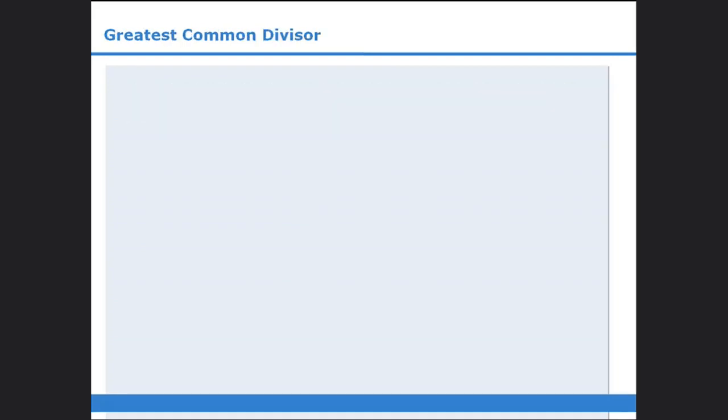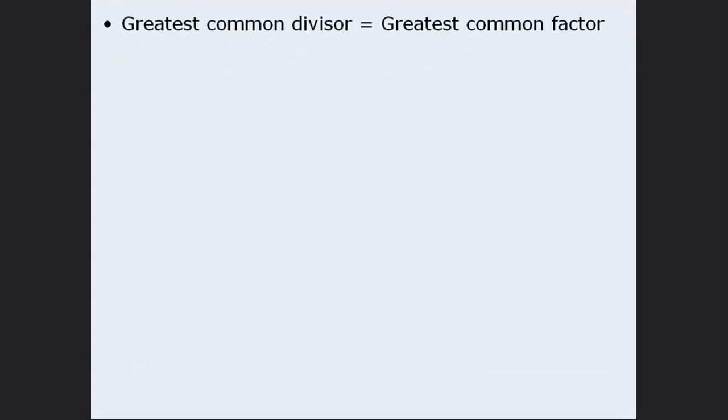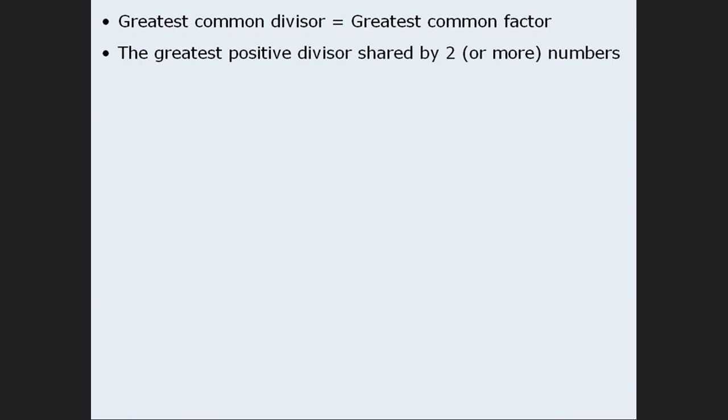In this lesson, we'll learn all about greatest common divisors. To begin, the greatest common divisor is the same as the greatest common factor. So you'll see these two terms used interchangeably. Now, the greatest common divisor is the greatest positive divisor shared by 2 or more numbers.